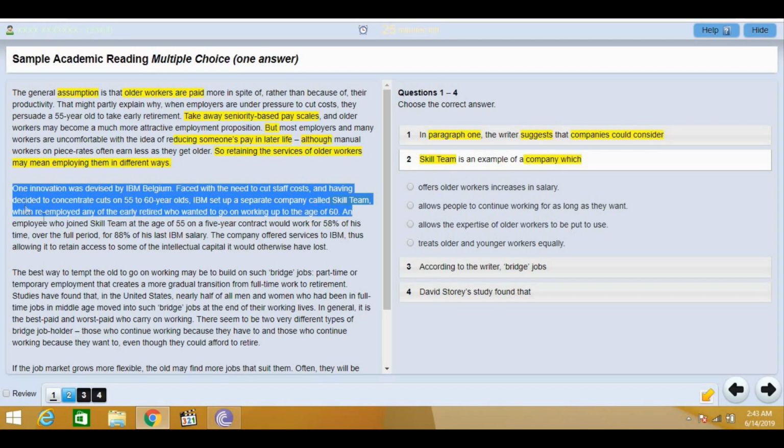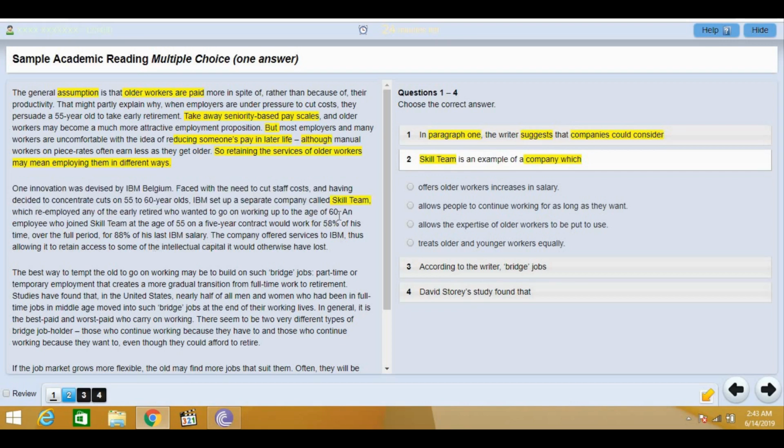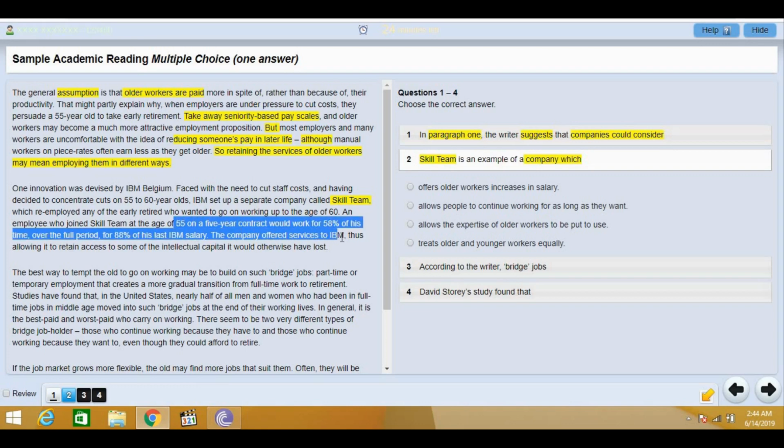Company which employed any of the early retired who wanted to go on working up to the age of 60. An employee who joined the skill team at the age of 55, on a 5-year contract, would work for 50% of his time over a full period and for his last living salary.